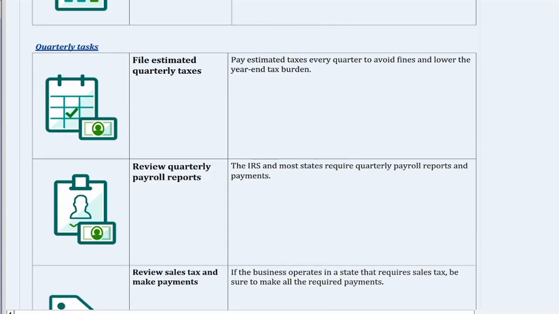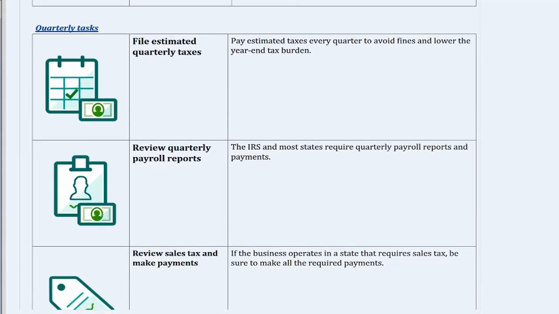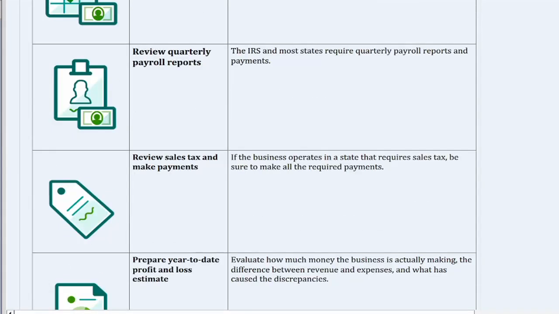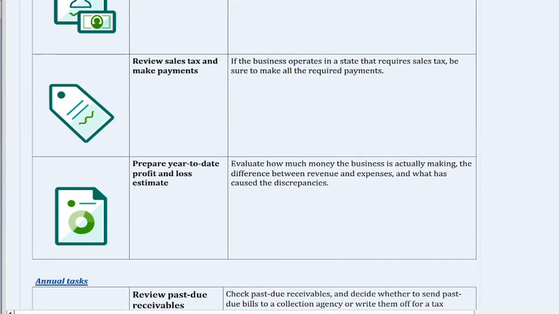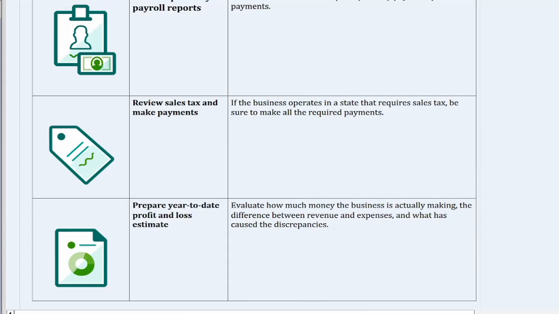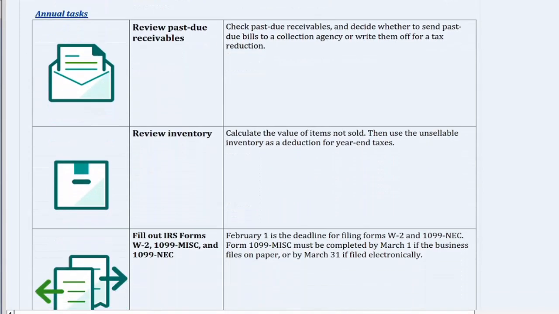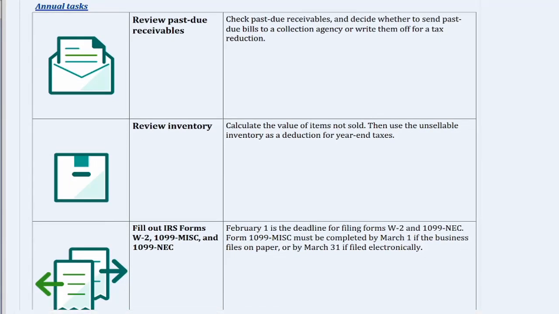Quarterly tasks. File estimated quarterly taxes. Pay estimated taxes every quarter to avoid fines and lower the year-end tax burden. Review quarterly payroll reports. The IRS and most states require quarterly payroll reports and payments. Review sales tax and make payments. If the business operates in a state that requires sales tax, be sure to make all the required payments. Prepare year-to-date profit and loss estimate. Evaluate how much money the business is actually making, the difference between revenue and expenses, and what has caused the discrepancies.